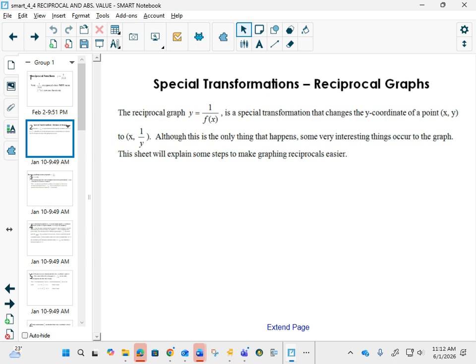But a lot of weird things happen when you do this, and there are a lot of shortcuts that we can use to make this easier. But this is the simple rule. It just changes your previous y values to 1 over y. So if you had the point 3 comma 5, you now would have the point 3 comma 1 over 5.